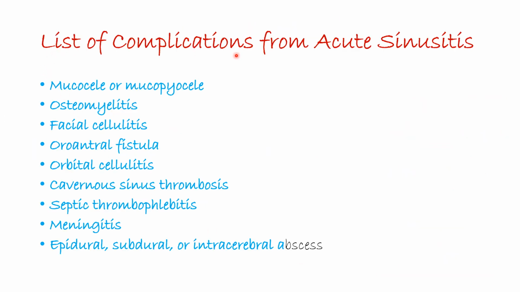So this list is just what I've listed. I'm going to make a whole video on complications of acute rhinosinusitis. So just for you to classify them, just classify them in your head as cranial, classify them as local, classify them as orbital. But just to mention them, you can have mucositis, which is local, osteomyelitis, facial cellulitis, oroantral fistula, orbital cellulitis, cavernous sinus thrombosis, septic thrombophlebitis, meningitis, epidural, subdural, and intracerebral abscess.